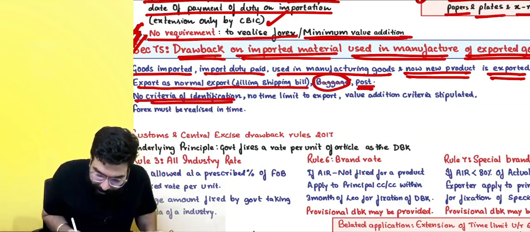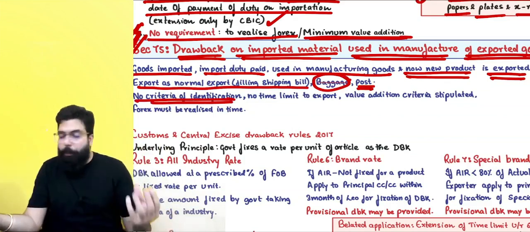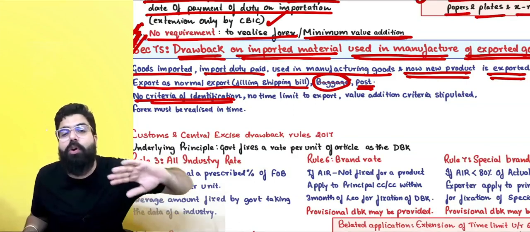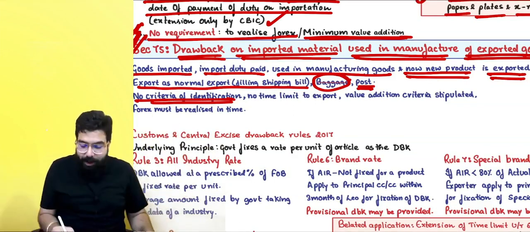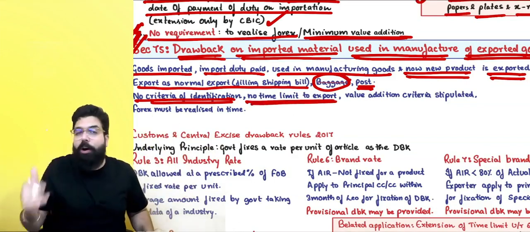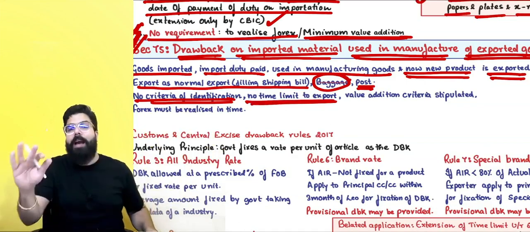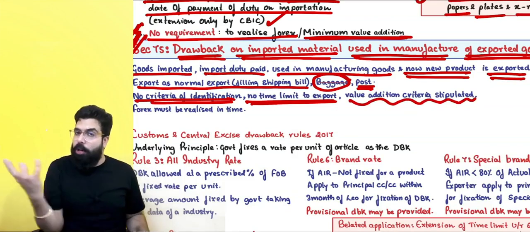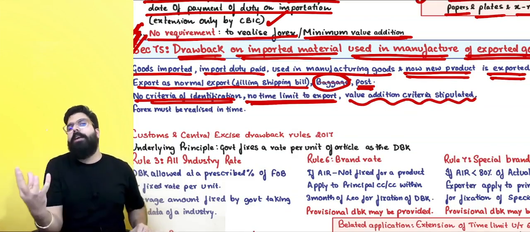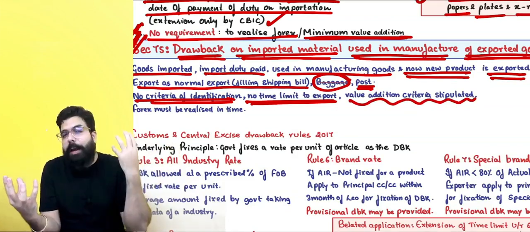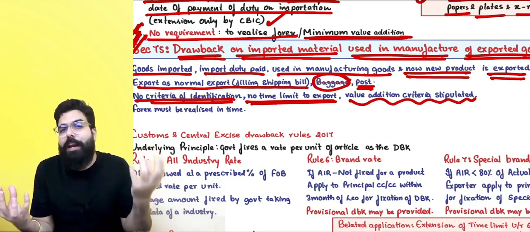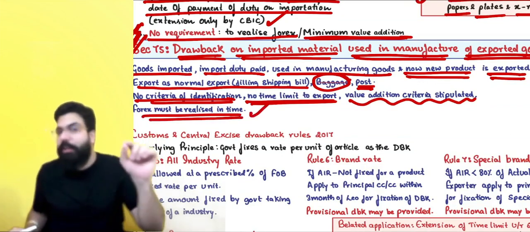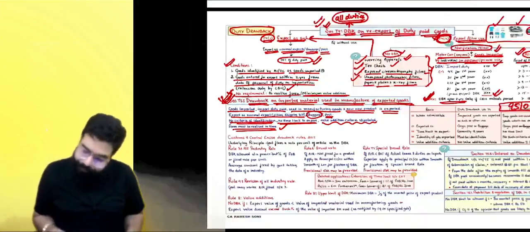No criteria of identification. Why, sir? What you have imported and what you are exporting are never the same, and hence there is no criteria for identification. There is no time limit for export because manufacturing might take time, but the government is telling that a value addition criteria is there. On imported goods, if you have spent $100, you have to make a minimum value addition when you are exporting, and forex realization is a must within the time limit as per FEMA.